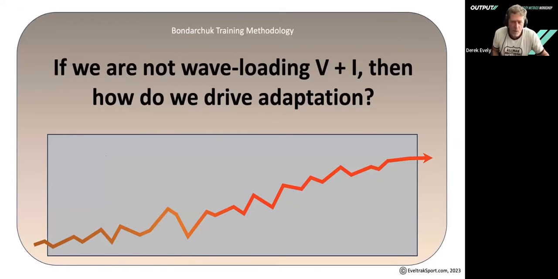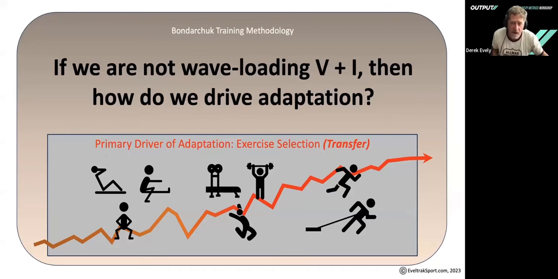So if we are not wave loading volume and intensity, then how are we driving adaptation? Well, I've already talked about it to some degree. It's by using exercise selection. What I said at the beginning of this is, in traditional methodologies, adaptation is primarily driven by the wave loading of volume and intensity, the manipulation of it. Here, we don't do that. We keep it steady, but we use exercise selection or transfer. And Dr. B's written all kinds of books on transfer. And that's how we drive adaptation.